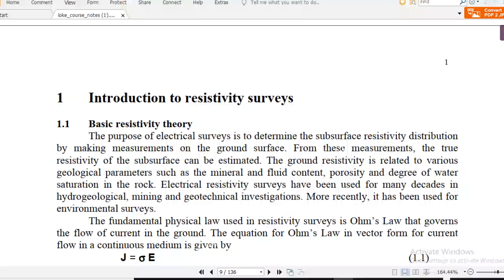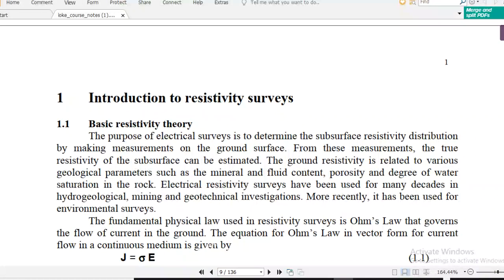When you go deeper into the subsurface of the earth, you will get different resistivity values. When you go laterally, there are also different resistivity values. So each resistivity value is characterized by different geological parameters. So we determine the subsurface resistivity distribution by making measurements on the ground surface. From these measurements, the true resistivity of the subsurface can be estimated.